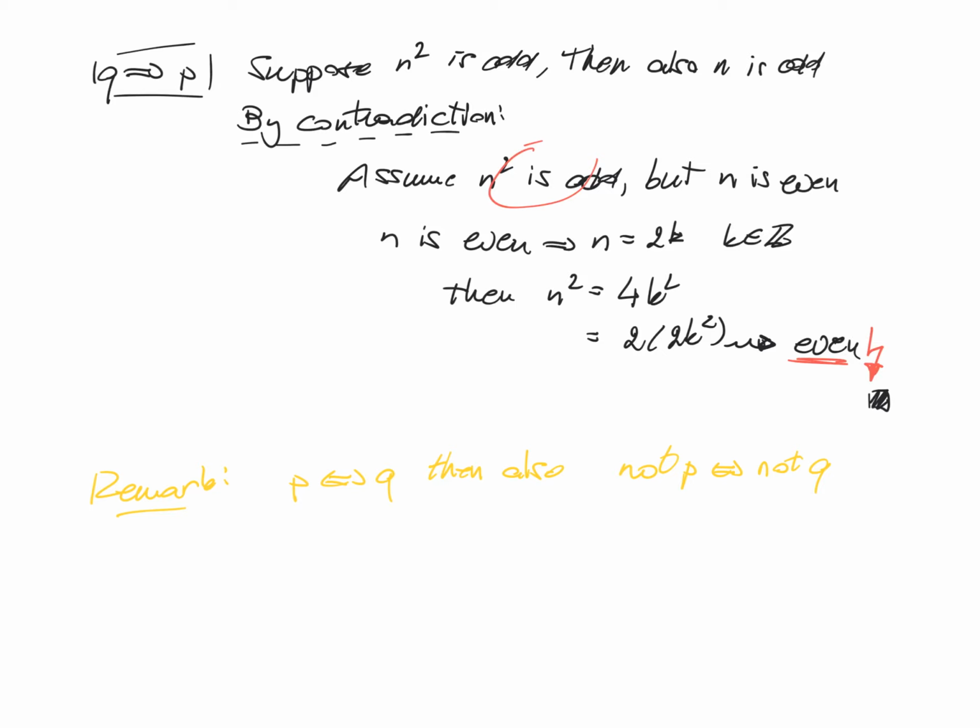So if you can prove P is equivalent with Q, then you also know not P is equivalent with not Q. For our statement, this would mean that if n is even, then also n squared is even, and vice versa. If n squared is even, then n is even. So there is also an equivalence between n even and n squared is even.